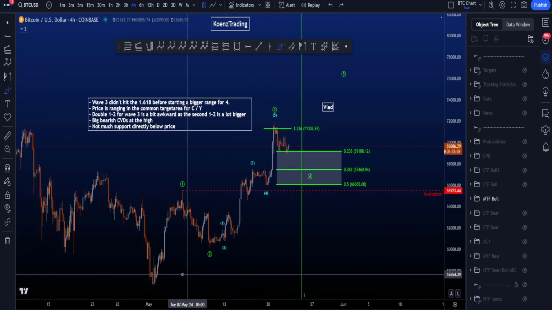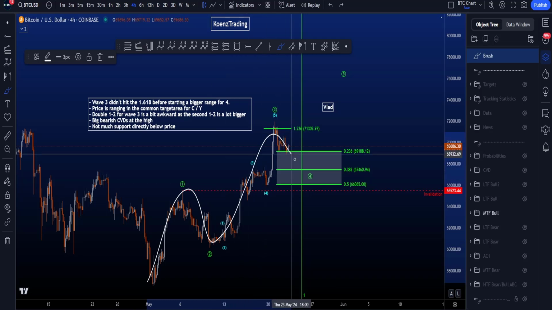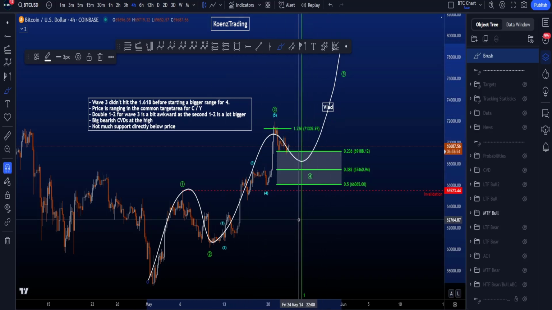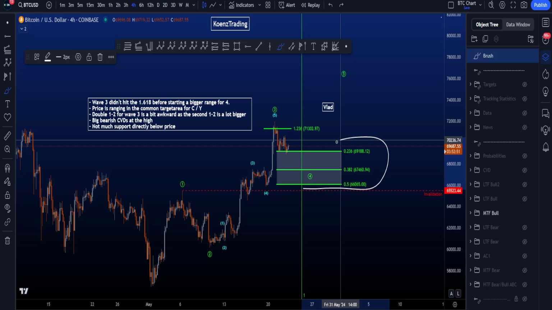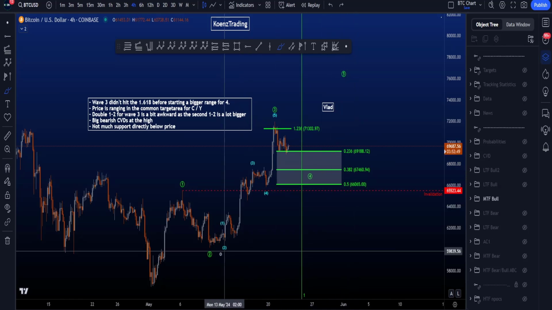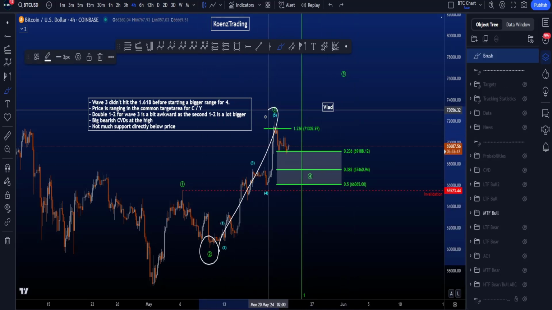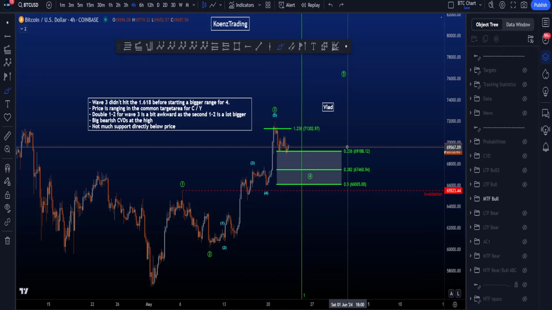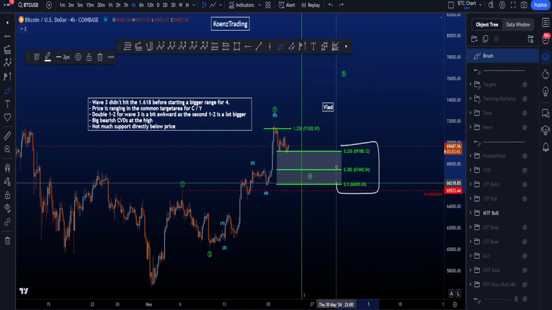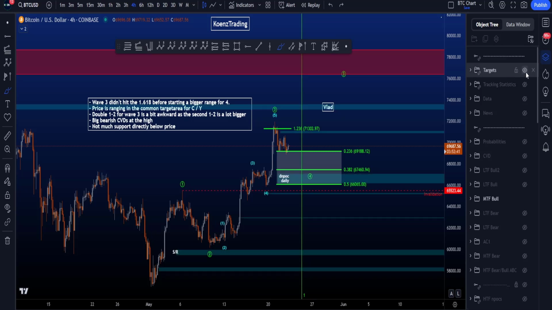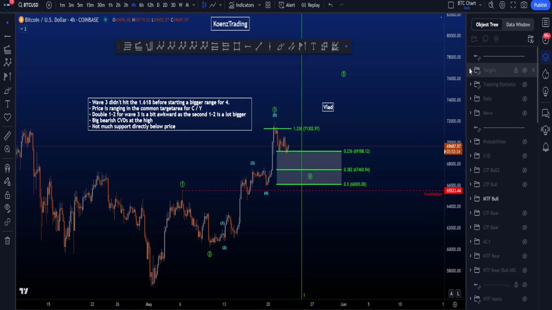The bullish scenario on the 4-hour time frame is that we're looking for an impulse to the upside in a 1, 2, 3, 4, 5, where the common target area for your wave 4 is between the 236 and the 05, taken from the low of 2 to the high of 3, giving you a target between 69.1k and 66k. Inside this target area, we have some additional support between 66.1k and 67.1k.